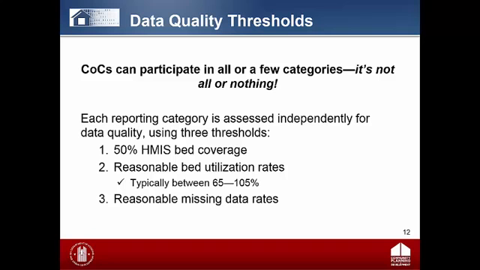Third, we look for reasonable missing data rates. This year, every question will show you the missing data rate for that question. Missing data rates above 5% may indicate data quality issues, and COCs are encouraged to provide complete data to the AHAR.